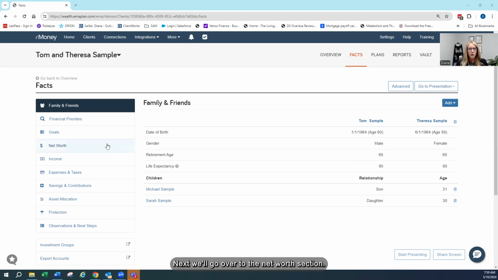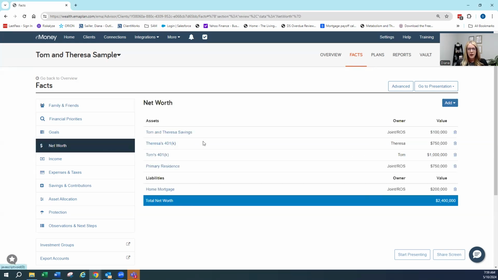Next, we'll go over to the net worth section. Here we can see that Tom and Teresa have $100,000 of savings. They have a combined 401k balance of $1.75 million. Their primary residence value is $750,000, and they have a mortgage of $200,000.